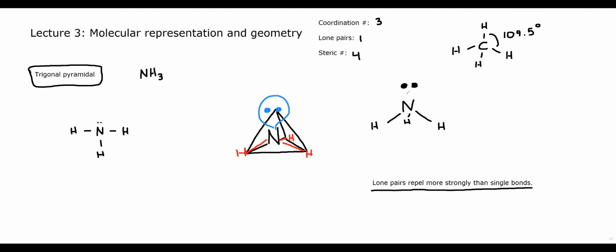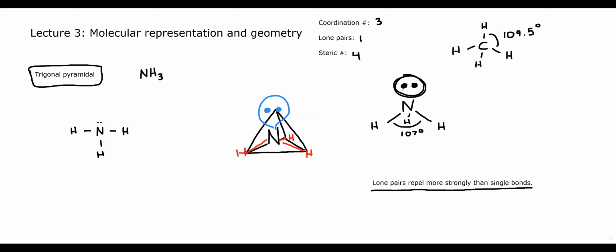So if we have a stronger repulsive force from these electrons up here, you can imagine how these hydrogens here are going to be pinched a little bit closer together than they would be in the typical tetrahedron. Okay? And that actually is measurable. And we have determined that the angle between hydrogens here is no longer 109.5, but it's down to 107.